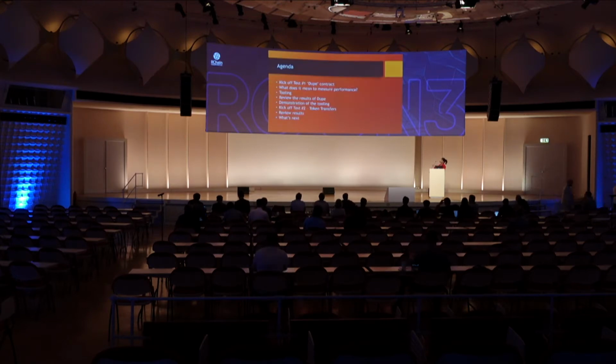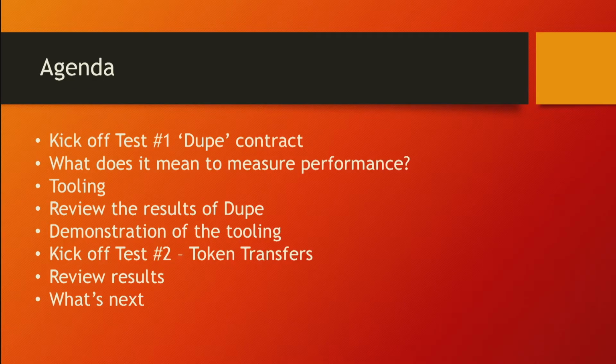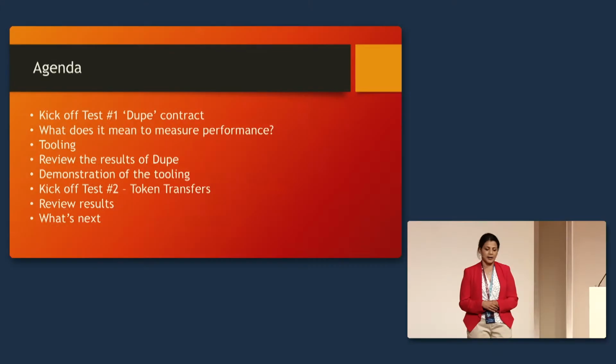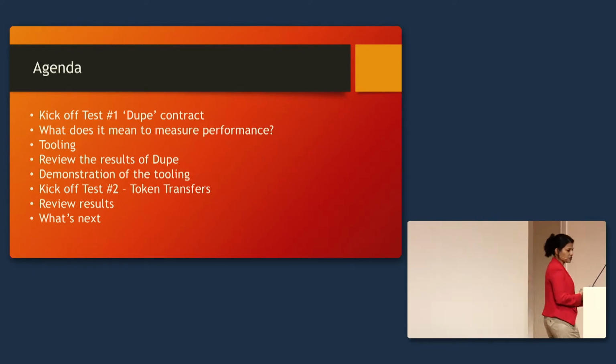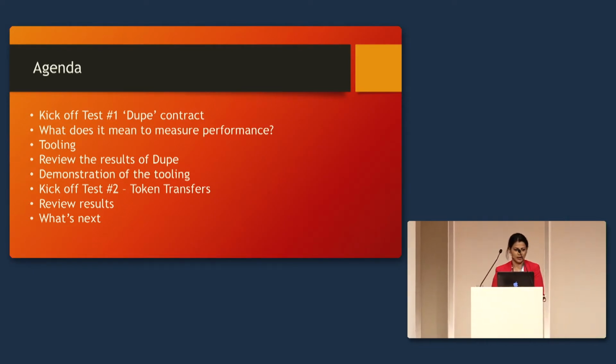All right, so we'll just review the agenda real quickly. The first thing we're going to do is kick off test number 1, which is the Doop contract. And while that test is running, we're going to talk about what it means to measure performance. We're going to talk about tooling, which the guys have built, and then we'll review the results and demonstrate the tooling, and then we'll do a token transfer test. And then we'll talk a little bit about what's next for us. So we'll go ahead and start with kicking off the Doop contract, and we'll go from there.